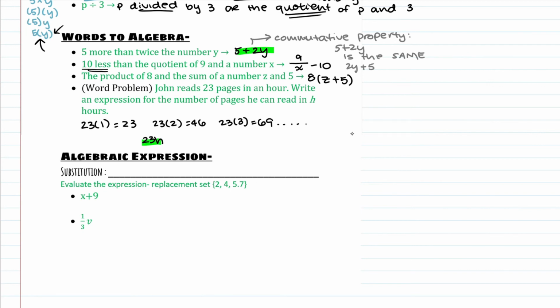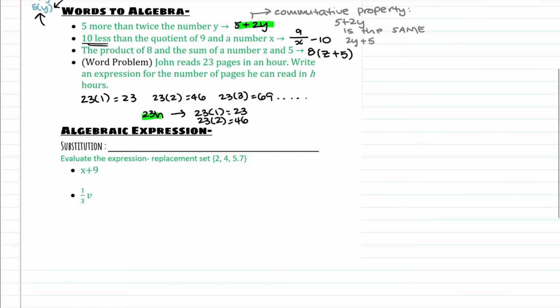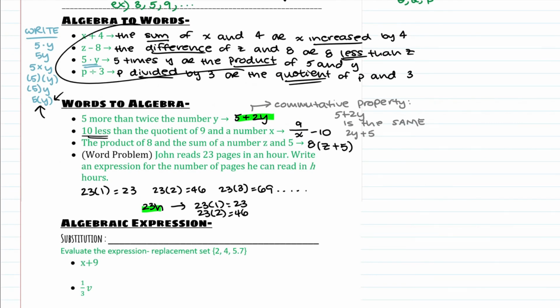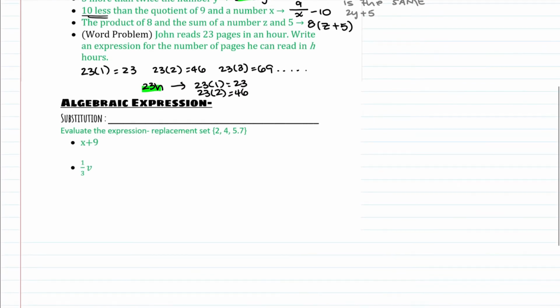So 23, we could plug in 1 for this h. So 23 times 1, and we will get 23 because we're just multiplying 23 by 1. Now we could plug in 2 at this h variable. 23 times 2 would give you 46. So basically we could replace h with any number, 1, 2, 3, and so on and so forth. Okay? Guys, make sure you know how to do all of this. It's pretty important. It's the foundations, the basics of algebra.